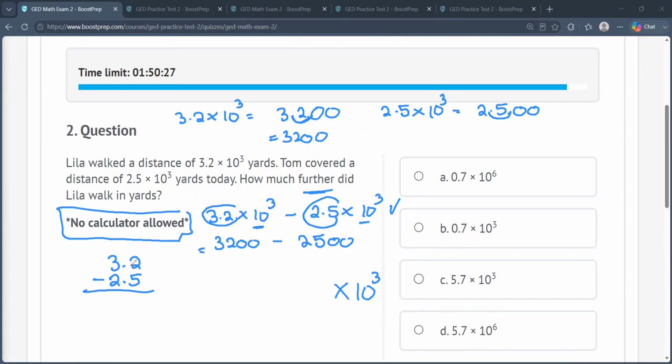So this is like 12 minus 5, just 7. And because this number is bigger than the top, you do have to borrow. So this is going to be 0. And then line up the decimal, so it's 0.7. So your answer is 0.7 times 10 to the third. So that would be letter B.